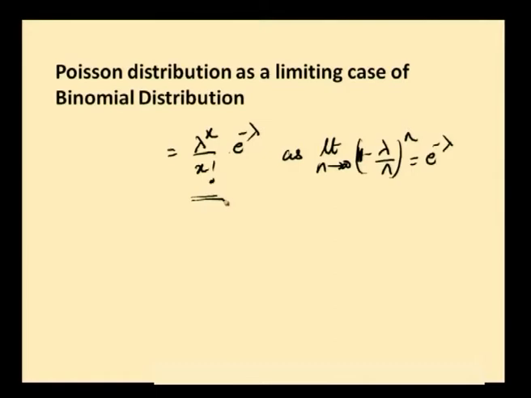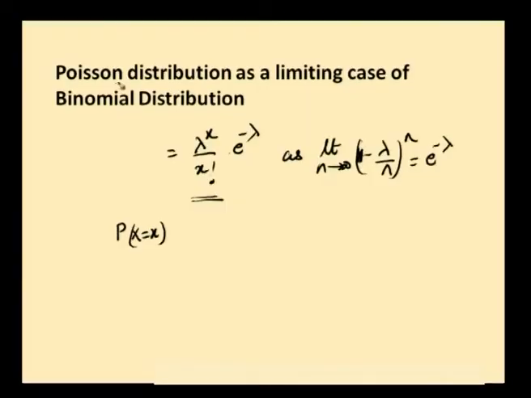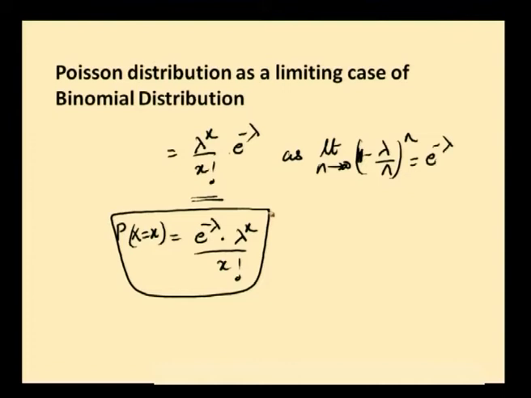Now, this is nothing but the probability mass function of Poisson distribution. So what happened? We started with the binomial distribution's probability function, and as n tends to infinity and p tends to 0, we arrived at the probability function of Poisson distribution. That is why Poisson distribution is called a limiting case of binomial distribution. So we arrived at the Poisson probability function as e power minus lambda, lambda power x by x factorial. Okay. This is how Poisson distribution is a limiting case of binomial distribution.